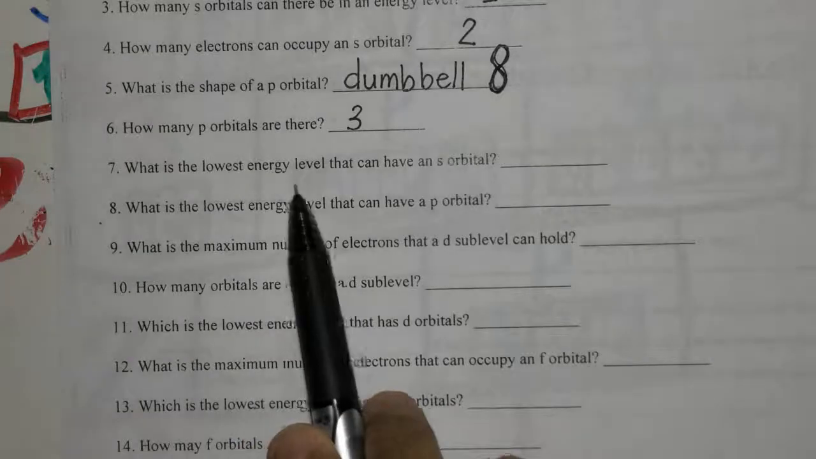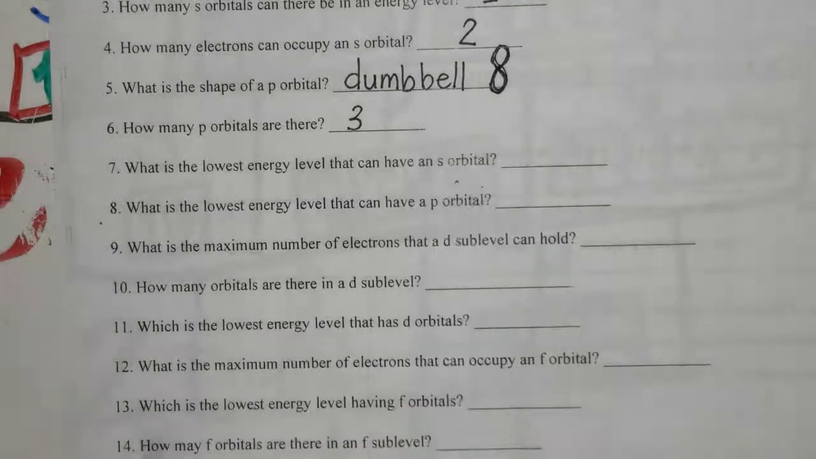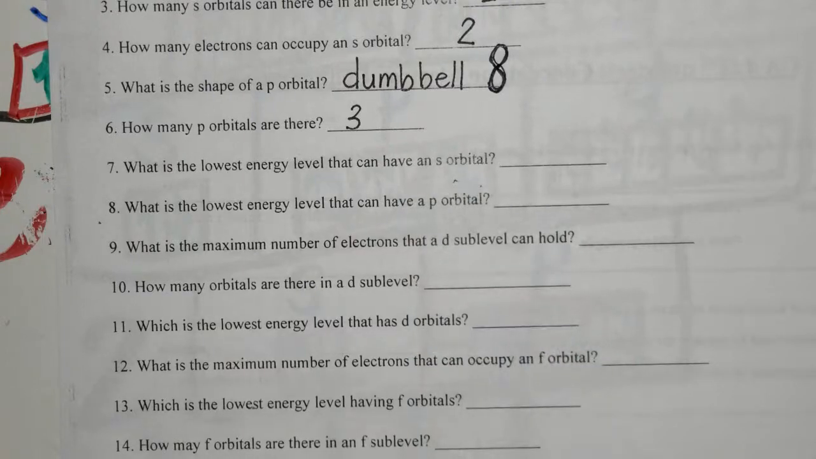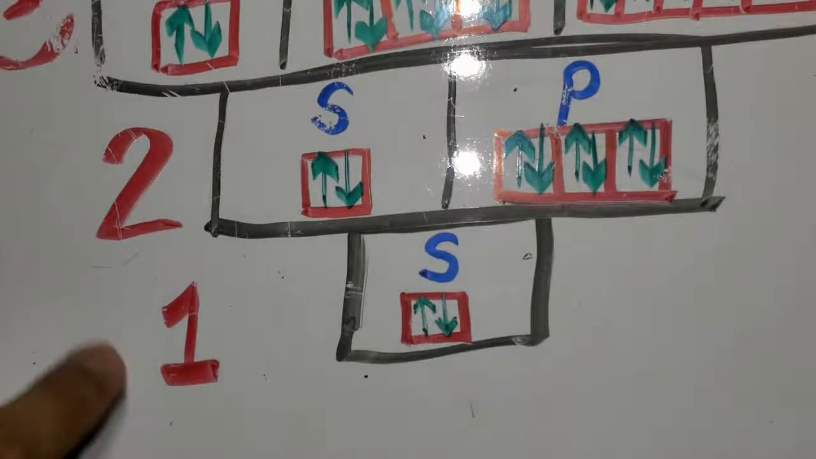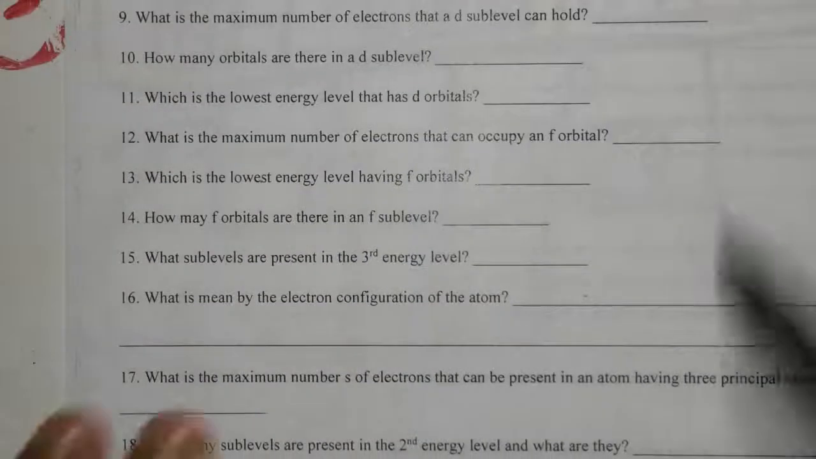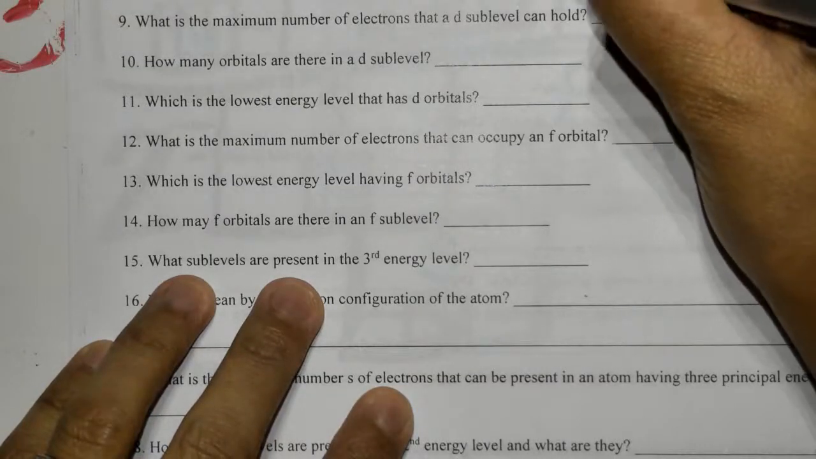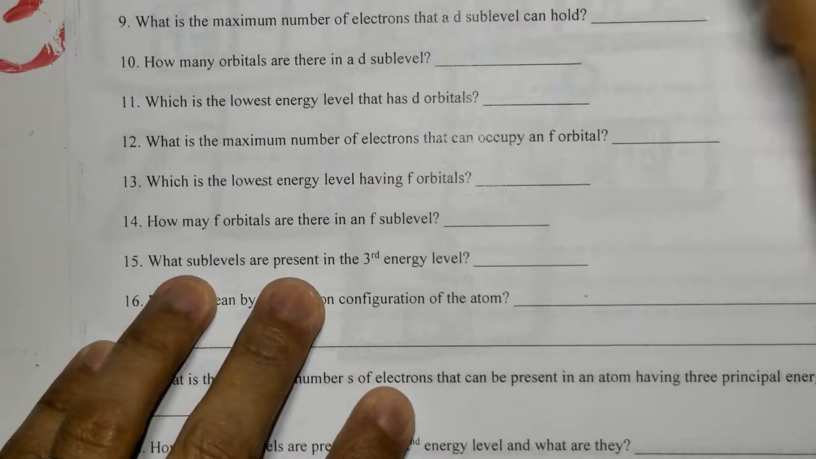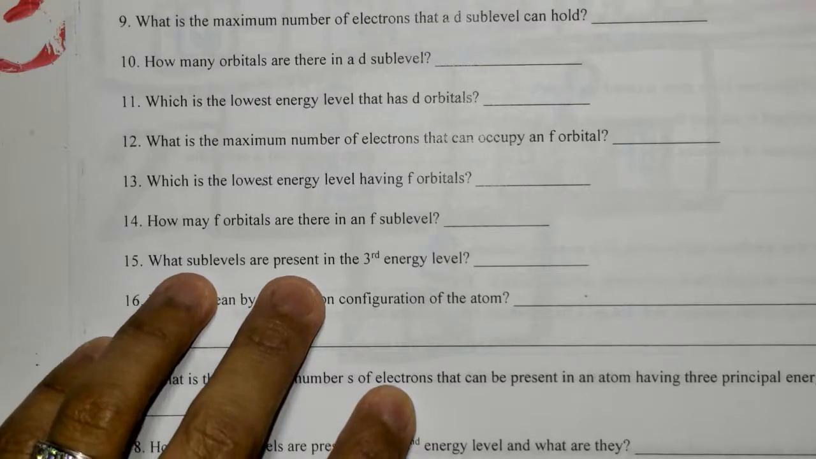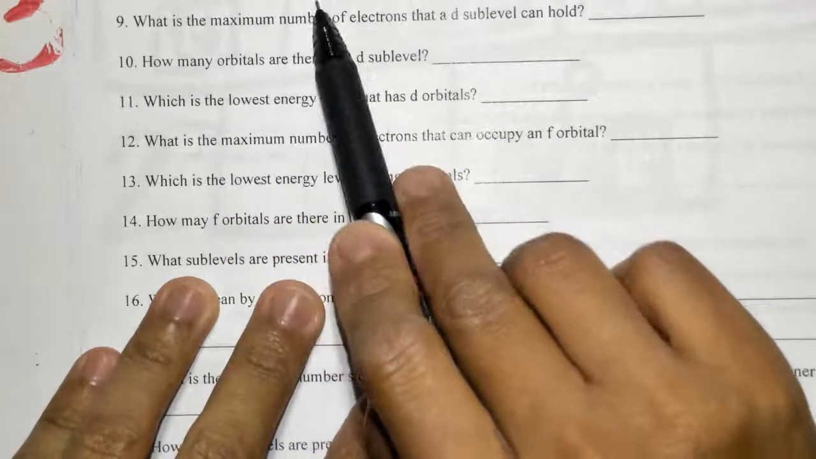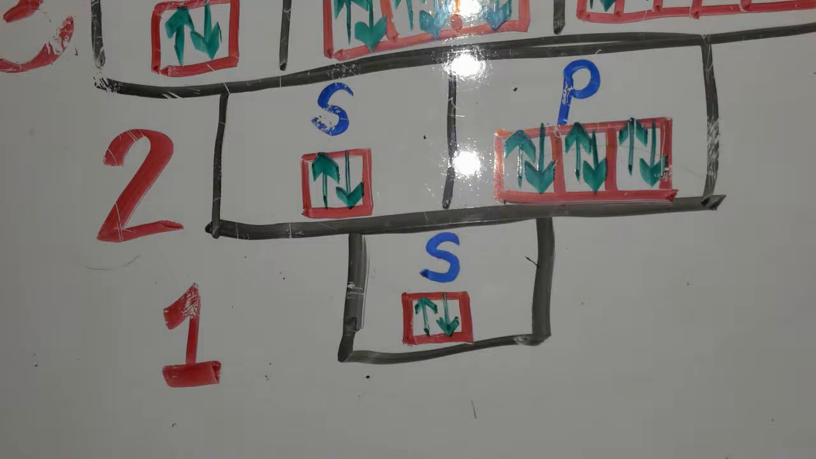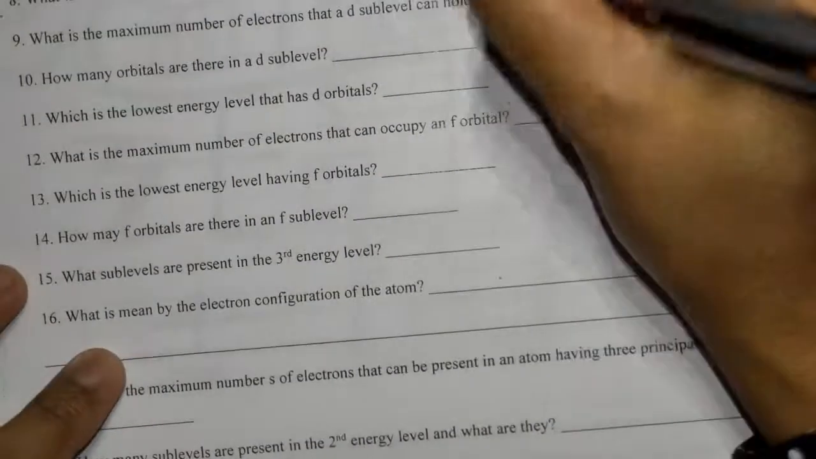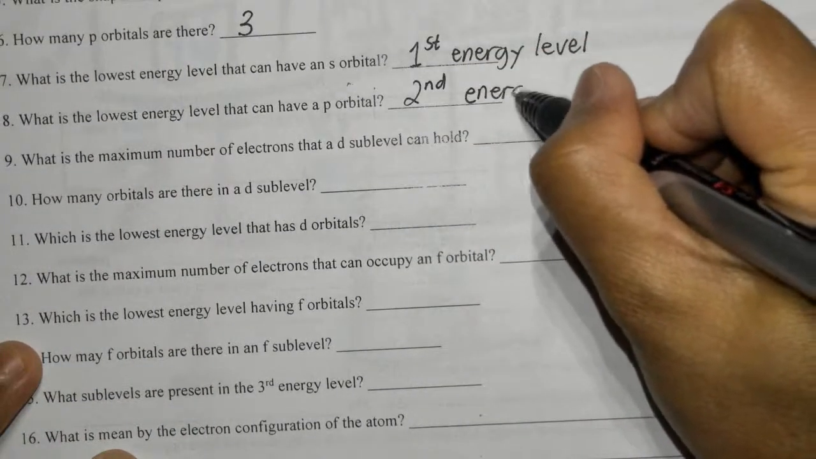What is the lowest energy level that can have an s orbital? Where can we find the s orbital in our apartment? Level 1. So in level 1, we see the s. So the lowest energy level is the first energy level. There is already the s there. Next, what is the lowest energy level that can have a p orbital? Where does the p start in our apartment? 2. So second energy level.